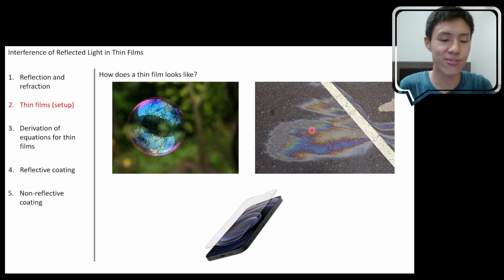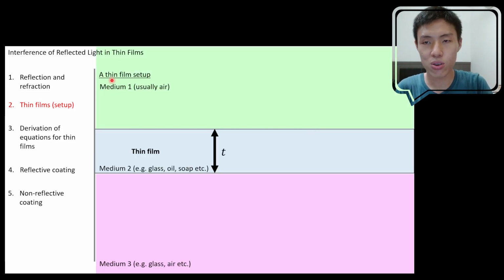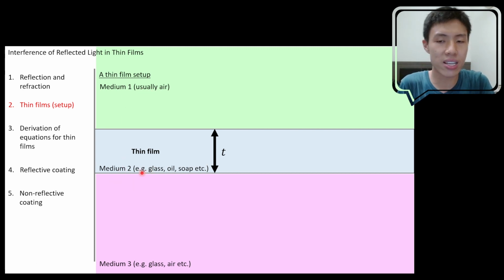Where do you find the interference actually? So again, your thin film setup usually has a medium above the thin film. This green medium is above the thin film. You have your pink medium, which is below the thin film. So there's always three media that we want to focus on. In this case, medium 1 is usually air, but not always the case. Medium 2 will be other mediums such as glass, oil, soap, things like that.